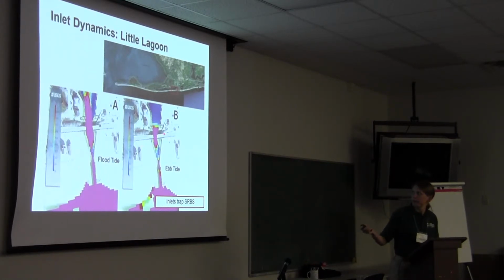But on ebb tide, there's flow asymmetry. The flow looks different on the ebb than on the flood. And you actually have a gap now where they're not mobilized. Well, if something can get in and it can't get out, you've just made a trap. So inlets can serve as traps for SRBs. And we see this, we looked at several different inlets. And again, because of the way flow patterns tend to be flood to ebb, inlets make pretty efficient traps for SRBs.